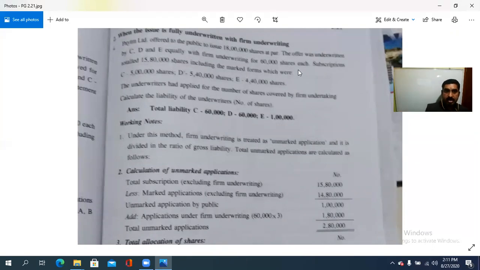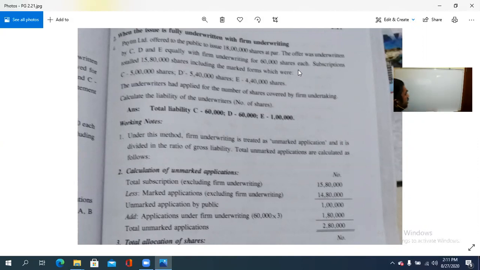Subscriptions totaled 15,80,000 shares, including the marked forms, which were 5 lakh for C, 5,40,000 for D, and 4,40,000 for E. So total 14,80,000 is the marked application. Okay. Then excluding firm underwriting. Firm underwriting is 60,000 into 3, that is 1,80,000. Then underwriters had applied for the number of shares covered by the firm underwriting. Calculate the liability of the share.